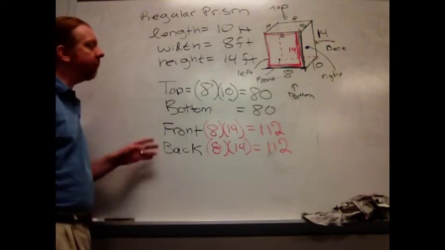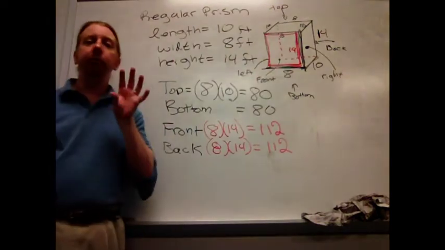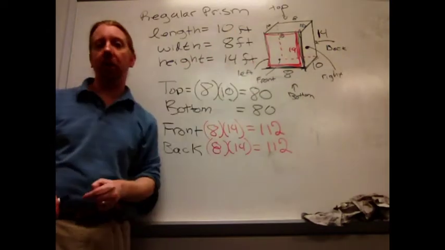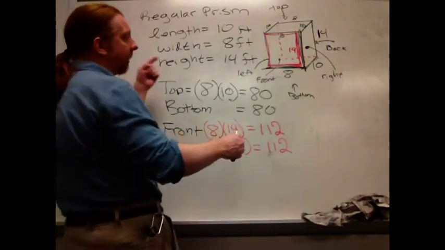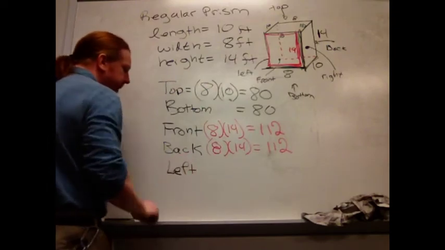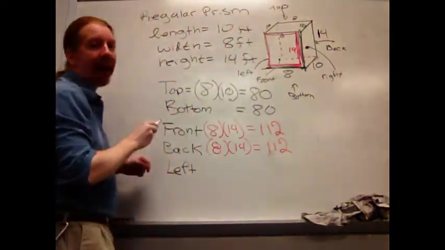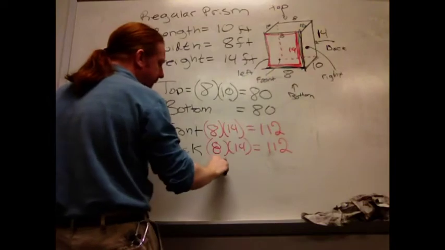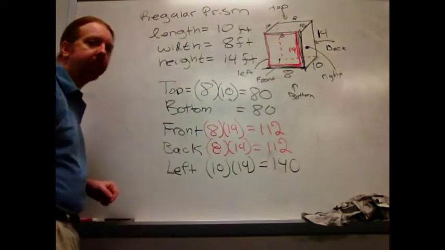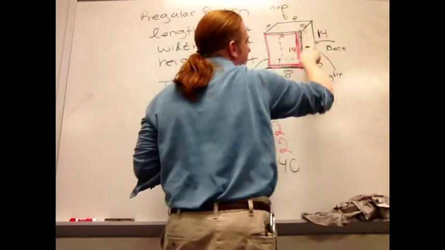Now I can talk about the left and the right, these 2 surfaces. And again, the strategy that we're employing here is to calculate every single face and add them all together. So now that means the left and the right. So the left is going to be, that's this side over here, it's 14 tall, 10 back. So it's 10 by 14, which is 140. And then the right, again, 10 by 14. I can see this side right here is my right.